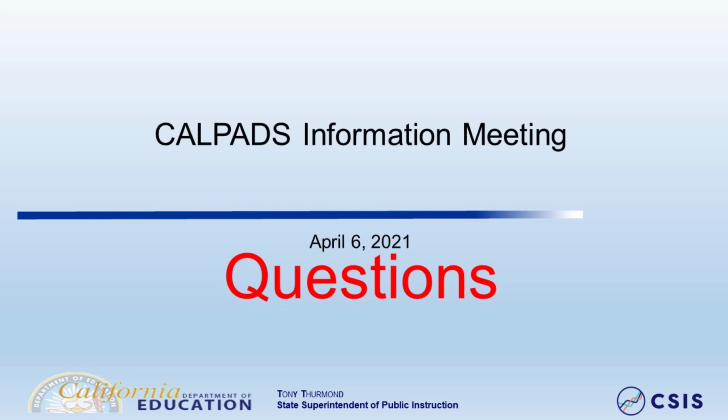Okay, let's see here. When will we see the new SSID extract fields? I believe they're targeted for May of this year. So next month. Okay. And I think the student with disabilities is already there. It's just that you can't grab it for your whole district. It'll only show up for recently enrolled students.